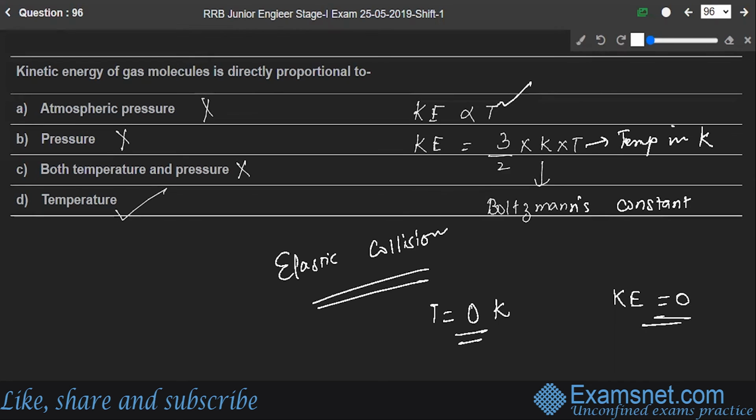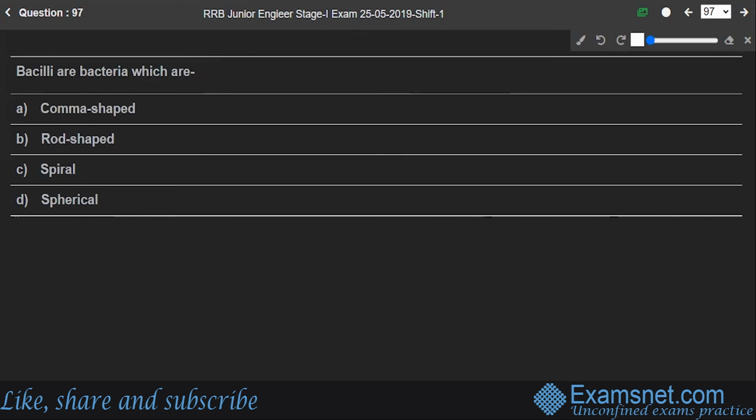Kinetic theory of gases relates to the macroscopic properties of the gas. Macroscopic properties are those that can be visualized or measured by the naked eye. Examples are pressure, volume, temperature, etc. So, we have option D as the correct answer. Hope you understood this. Next, question 97.